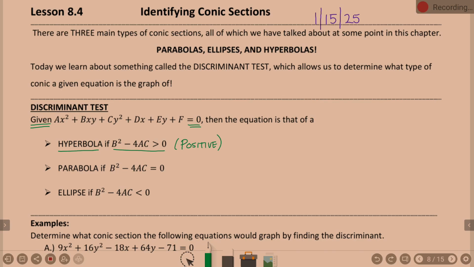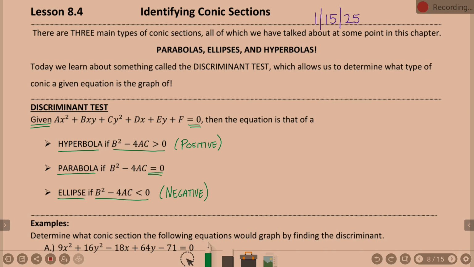If you find your a, b, c and you do b squared minus 4ac and it equals 0, then we know it is a parabola. And lastly, if you find out that b squared minus 4ac is less than 0, what do I mean by less than 0? I mean negative. Then it is an ellipse. Okay? That's all there is to it. The tough part, I guess, is identifying your a, b, c's correctly.